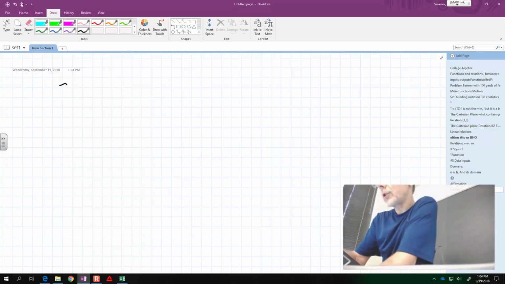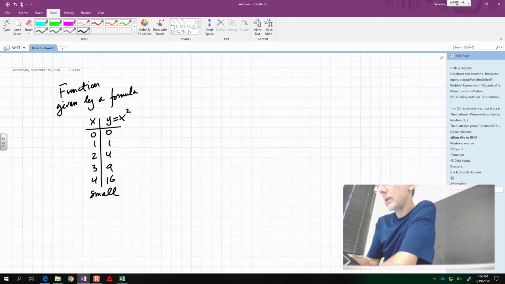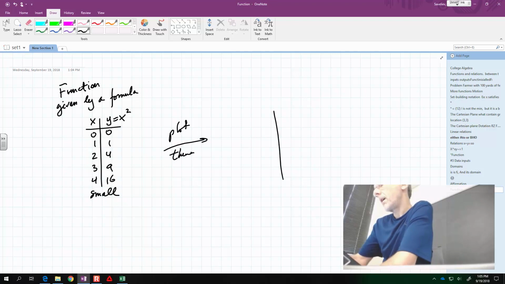So take a function as given by a formula, let's say. Then the table becomes small rather than large. Say y equals x squared, then I could plot just some of these values on the xy plane, like this.